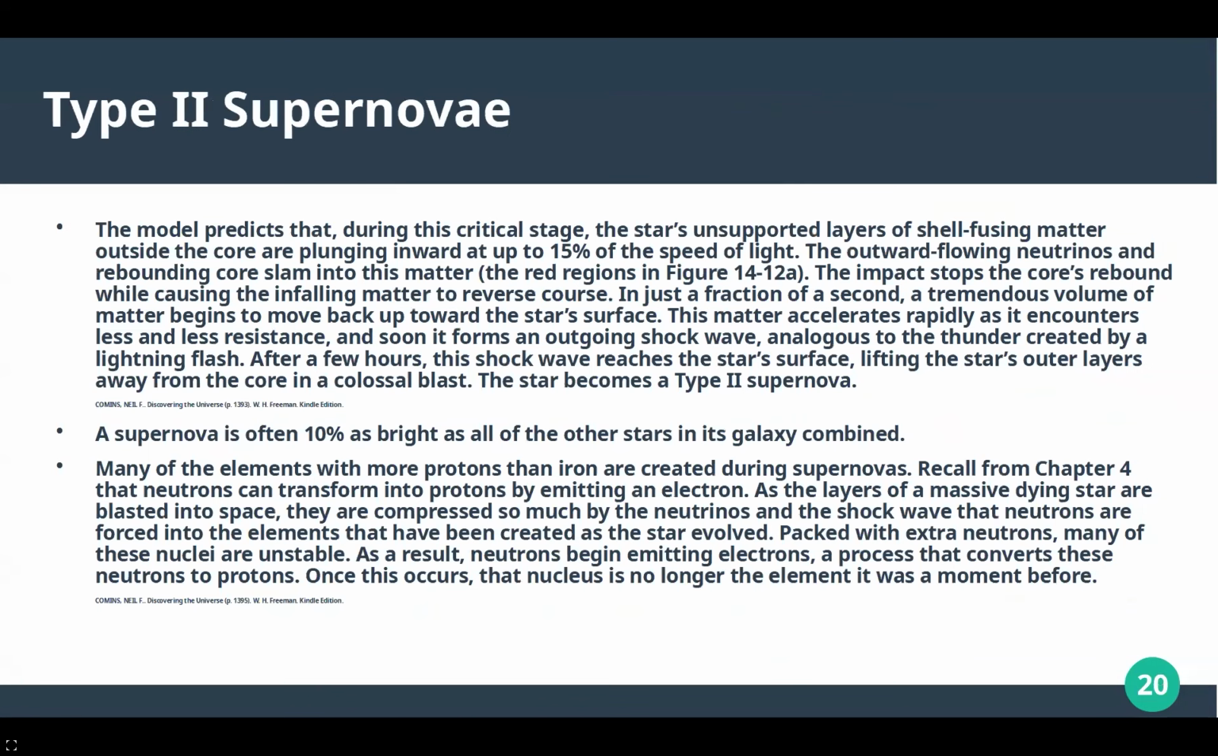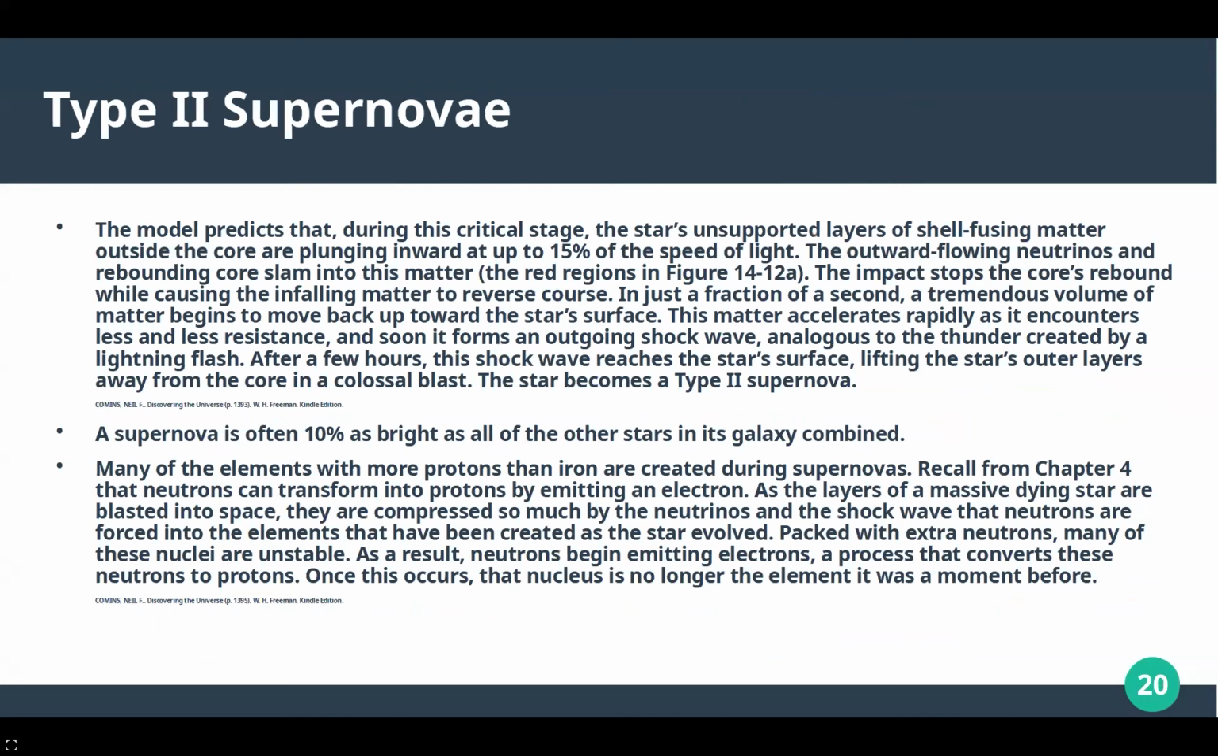The model predicts that, during this critical stage, the star's unsupported layers of shell-fusing matter outside the core are plunging inwards at up to 15% of the speed of light. The outward-flowing neutrinos in the rebounding core slam this matter. The impact stops the core's rebound while causing the infalling matter to reverse course.